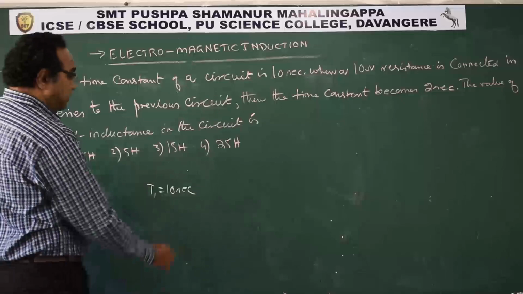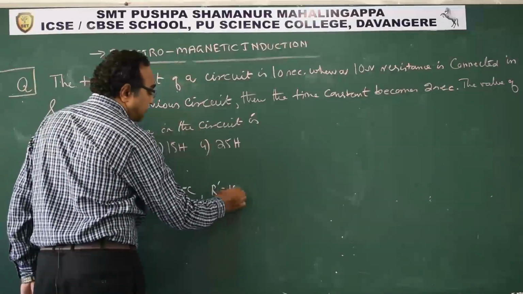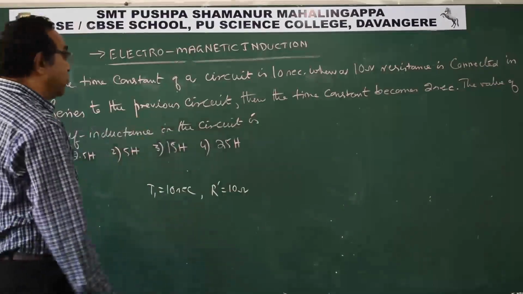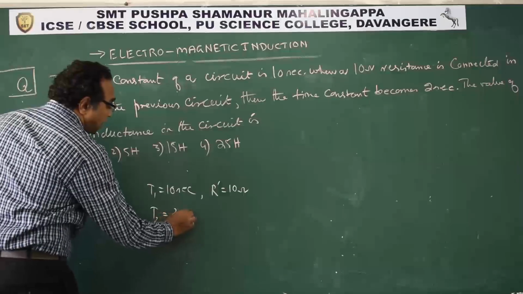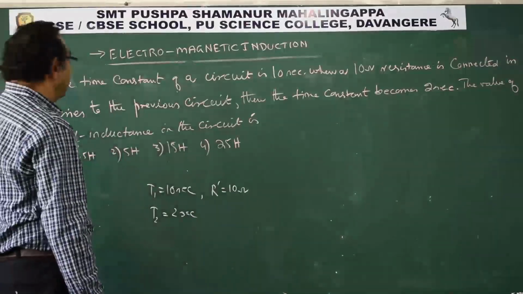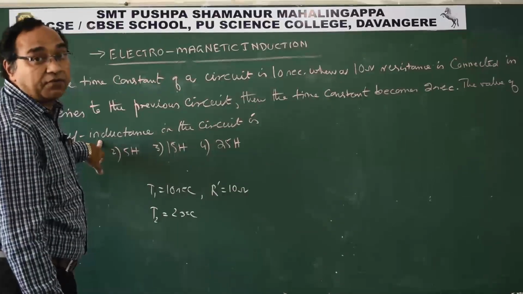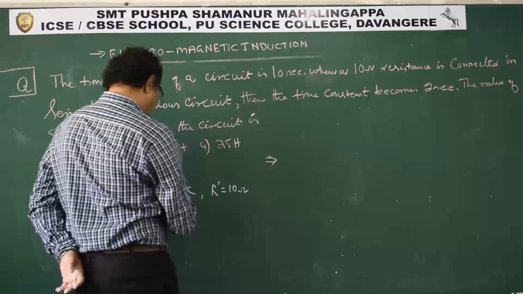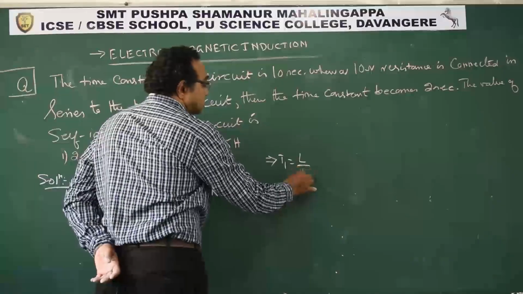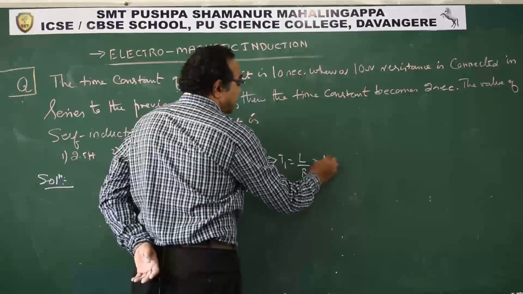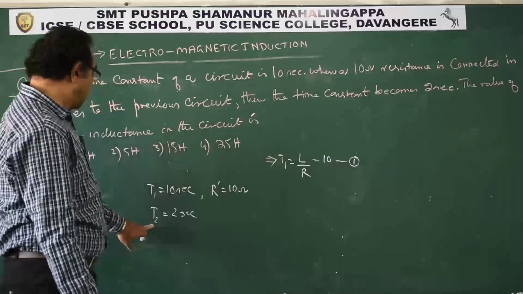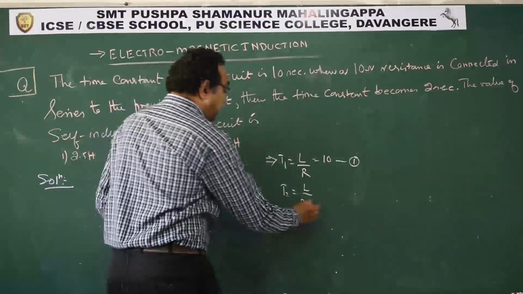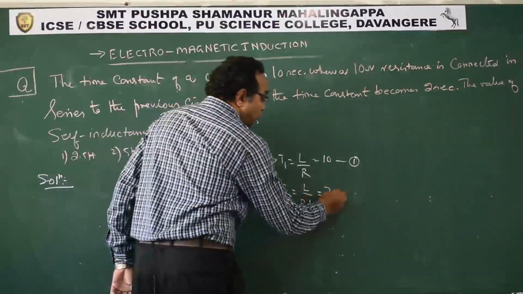When a 10 ohm resistance, R dash is 10 ohm, is connected in series to the previous circuit, then the time constant becomes 2 seconds. The value of self-inductance in the circuit means we are asked to find only L. So what can we say? T1 is equal to L by R. So that is 10 seconds, first equation. T2 is L by R plus 10. This is given as 2 seconds, second equation.